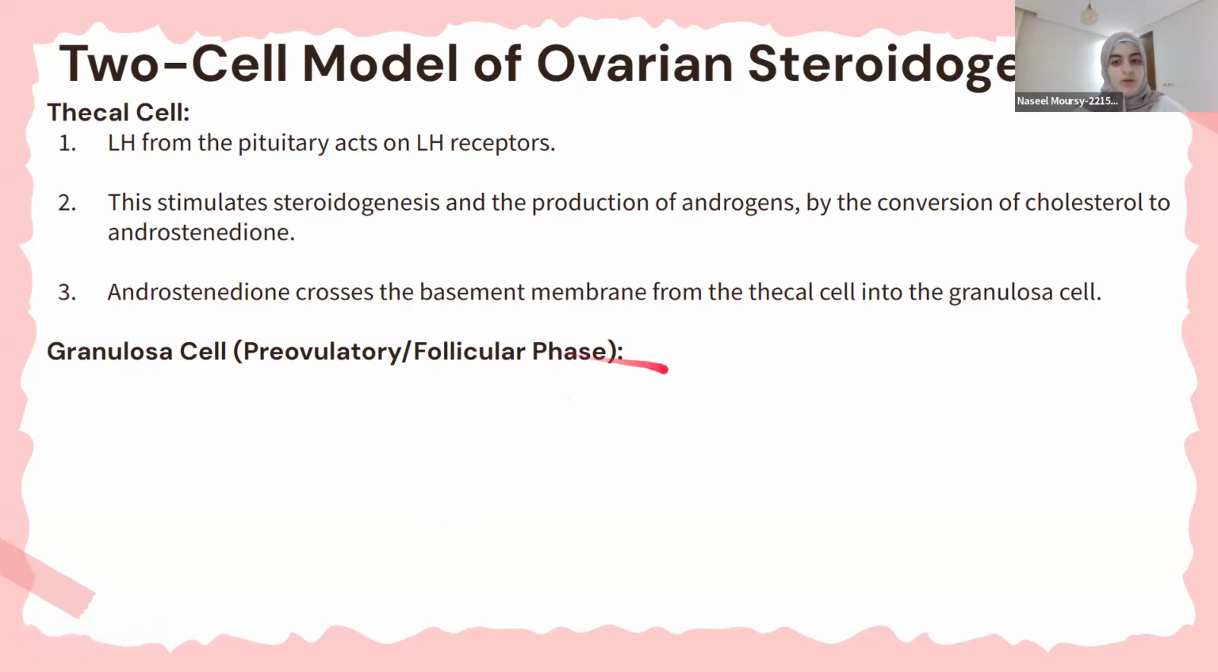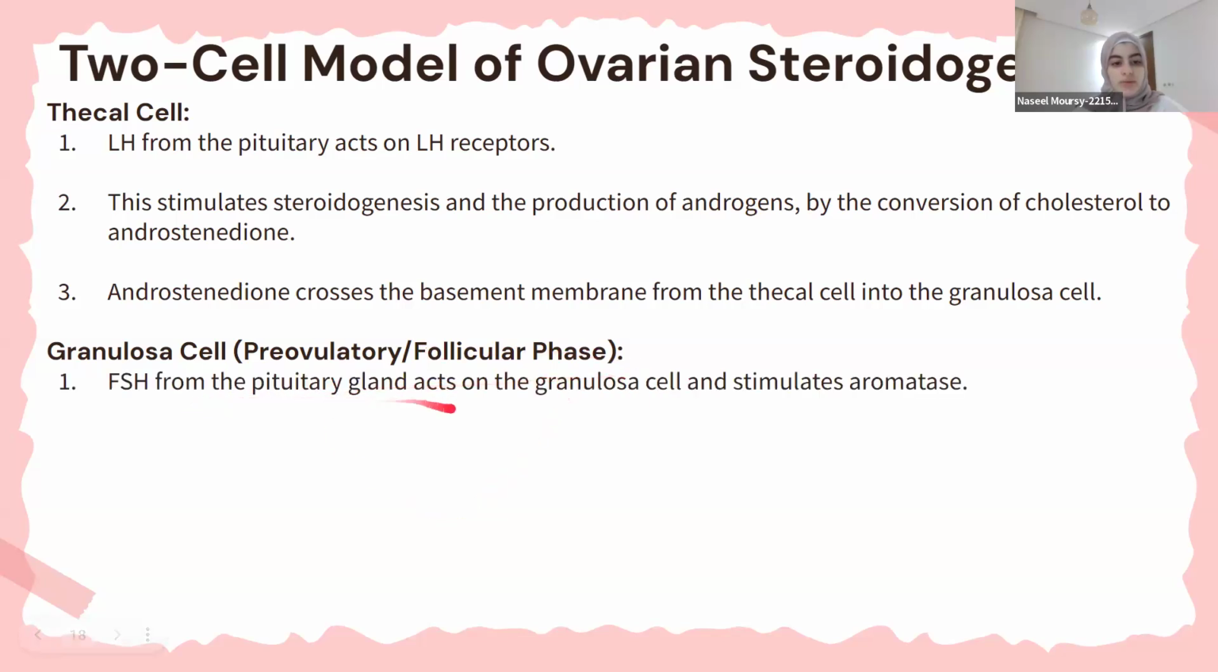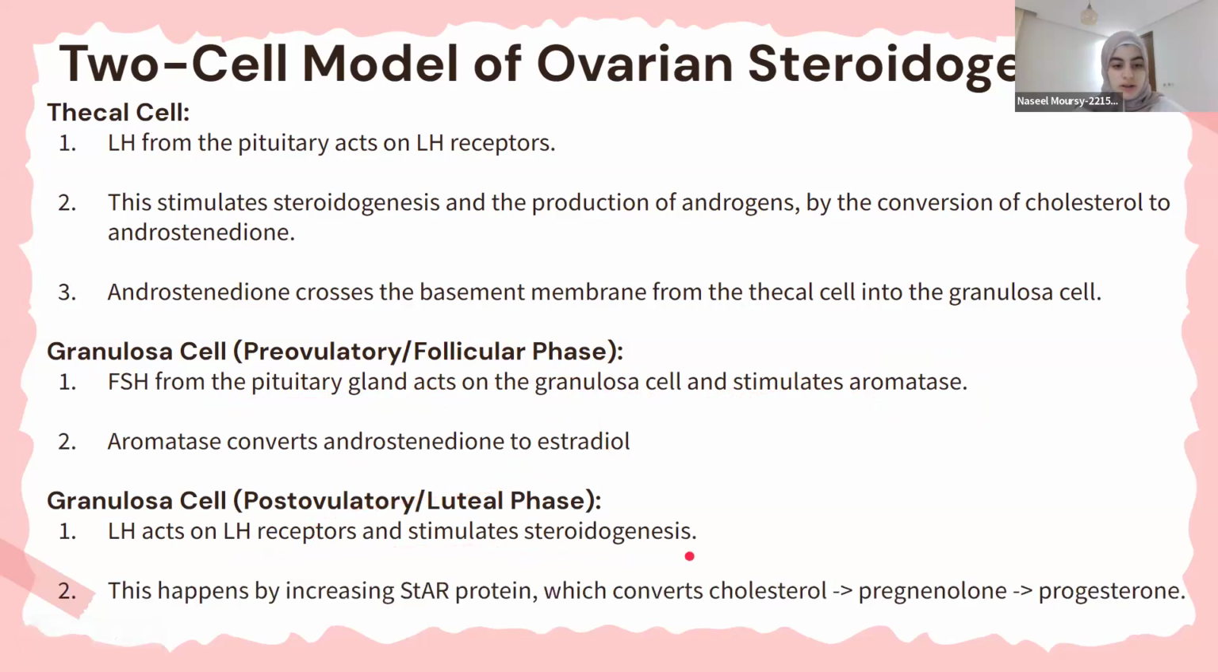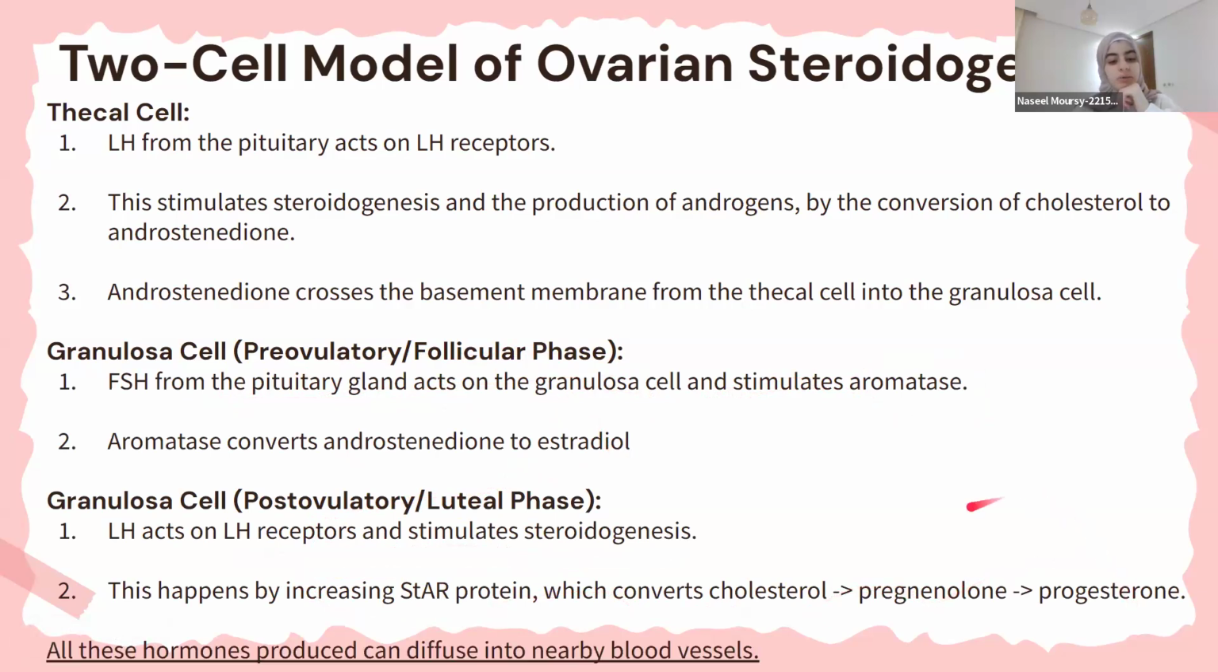So in the pre-ovulatory or follicular phase, you got FSH from the pituitary gland acting on the granulosa cell and stimulating aromatase. Now, aromatase is used to convert androstenedione to estradiol. Post-ovulation, you got that switch to progesterone synthesis. So LH stimulates steroidogenesis, and this happens by increasing StAR protein and the other enzymes. Now this converts cholesterol to pregnenolone to progesterone. All right. Again, all these hormones can diffuse into nearby blood vessels.